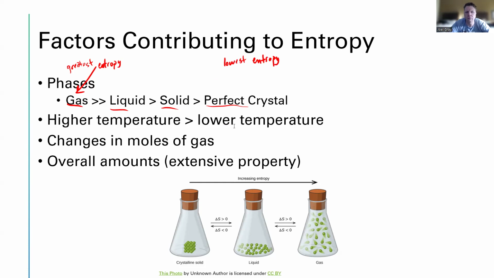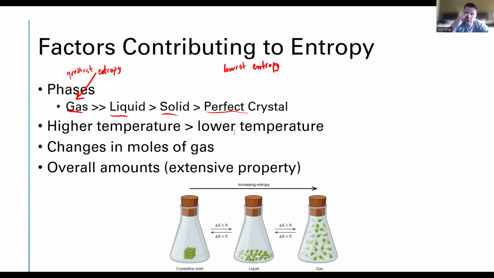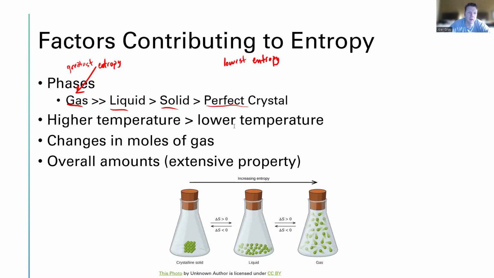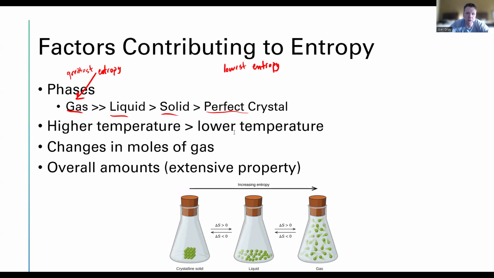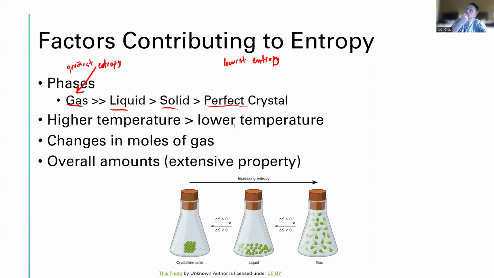Now, higher temperature versus lower temperature. Generally, at higher temperatures, particles have more kinetic energy, leading to an increased disorder and typically favoring a gaseous state as opposed to a liquid or a solid. Changes in moles of gas, well, if you change the number of moles of a gas, that can significantly impact the entropy change of a reaction or a process. The more amounts of a gas, essentially, the greater amount of that disordered something that has been added.